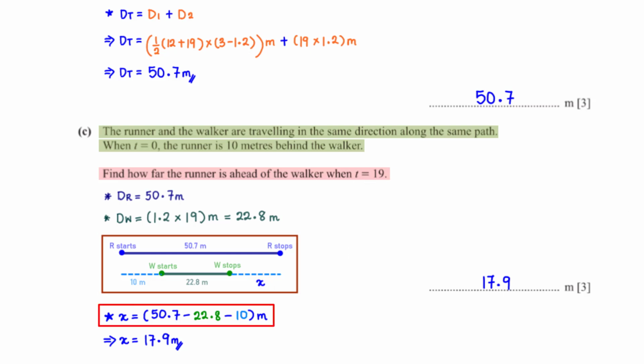We see that x is equal to the distance traveled by the runner, which is 50.7 meters, minus the distance traveled by the walker, which we've gotten as 22.8 meters minus 10 meters. This gives us 17.9 meters.